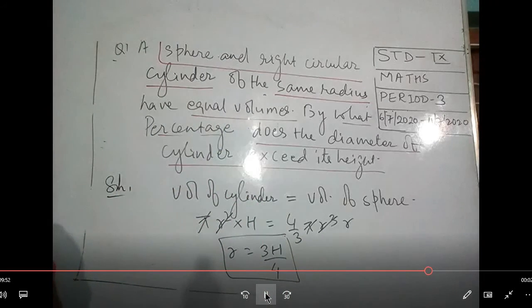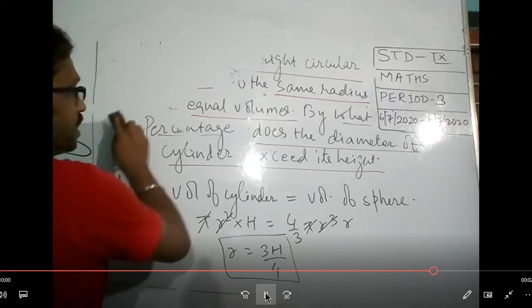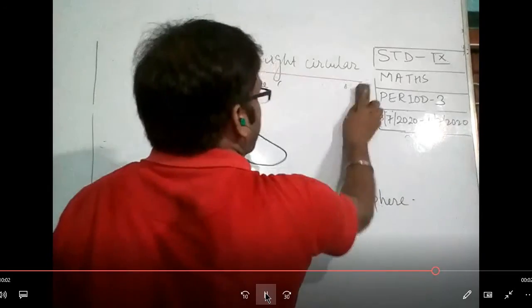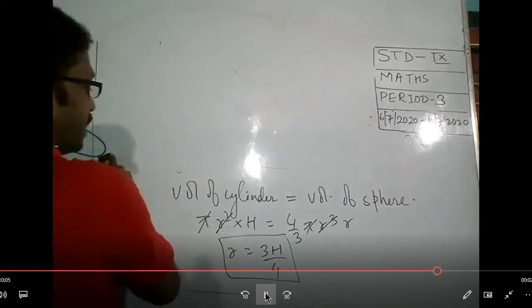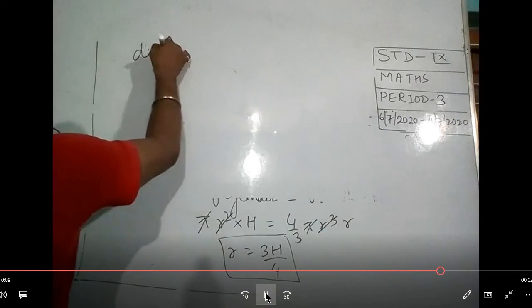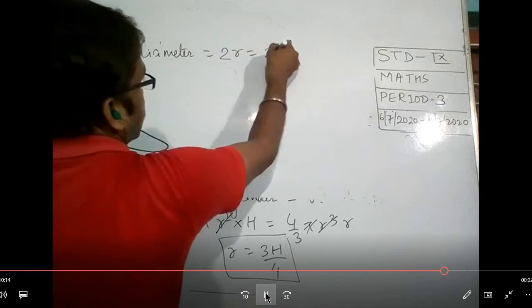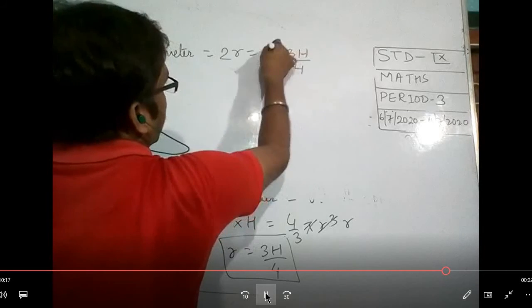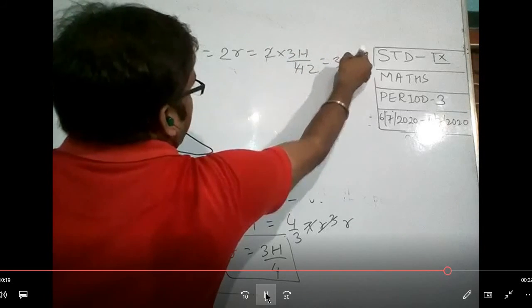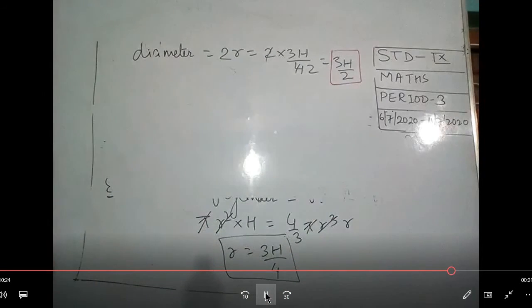Okay, so now I will have to erase this one. They are asking about the diameter, so I will not erase this part. Diameter I have to know. Diameter is twice the radius. So I can say that diameter is equal to twice the radius, that is 2 into 3h by 4, that is 3h by 2. The diameter has come. This is the diameter in terms of the radius.